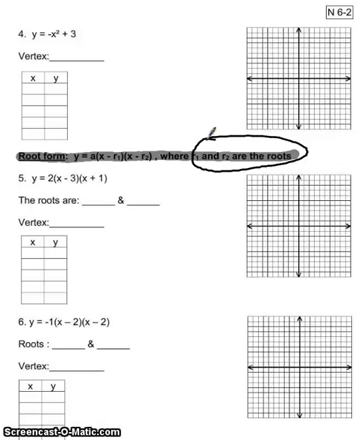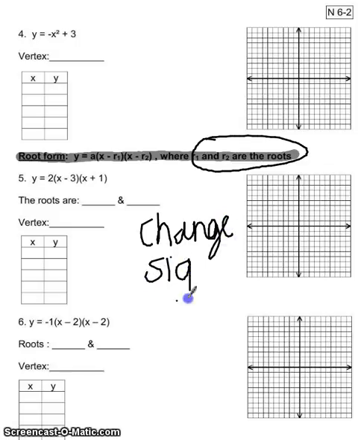Okay, so the first thing I want us to do is look at number 5. My problem is y equals 2(x minus 3)(x plus 1). So in order for me to find my roots, I want you to make a note of this somewhere on your paper. In order for me to find my roots, I will change the signs of both r1 and r2. So both numbers will change.